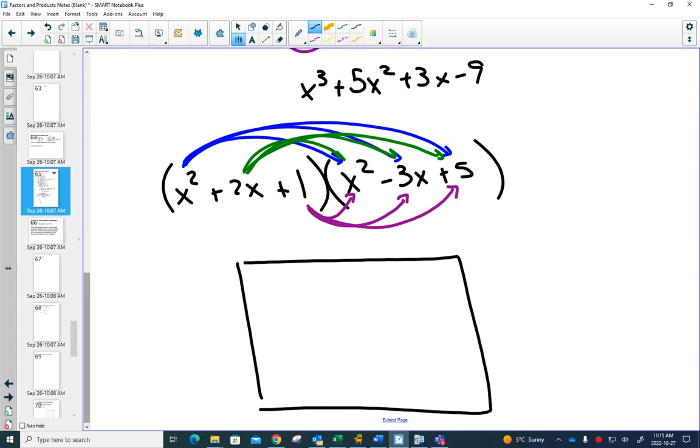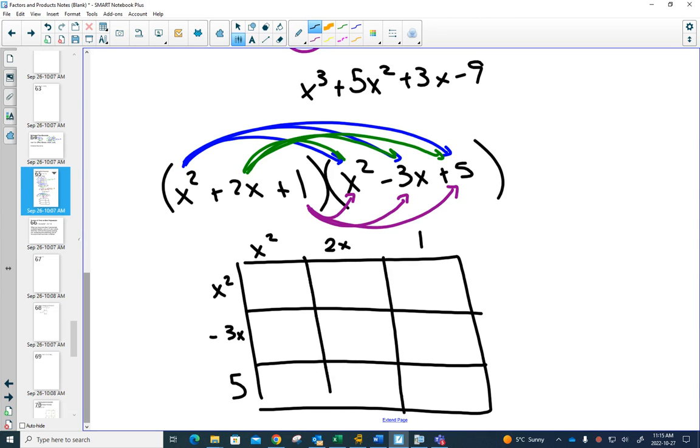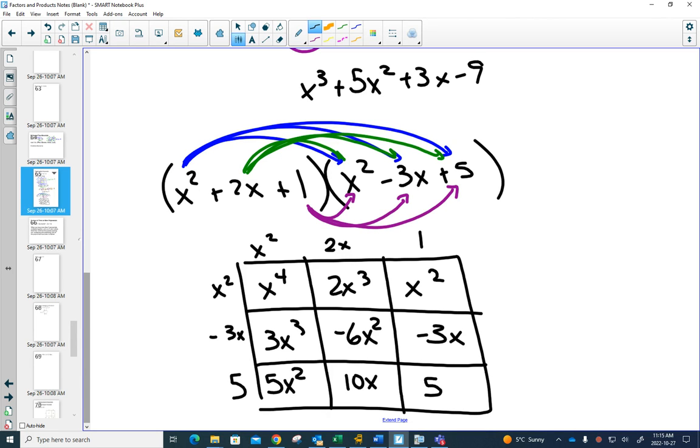If we did this one, we would have x squared plus 2x plus 1, x squared minus 3x plus 5. X squared times x squared, x to the 4. X squared times 2x, 2x cubed, x squared times 1, x squared. Negative 3x cubed, negative 6x squared, negative 3x, and 5x squared, 10x, and 5. And you don't have to wonder, where was I? Because it's super easy to get lost in the arrows. Like, which arrow was I on? So the chart is really nice.